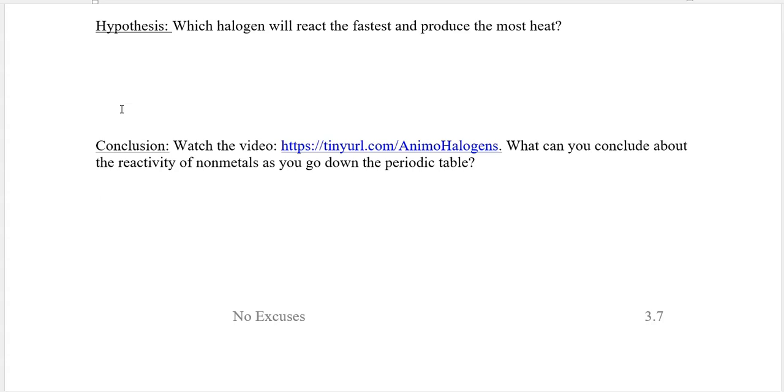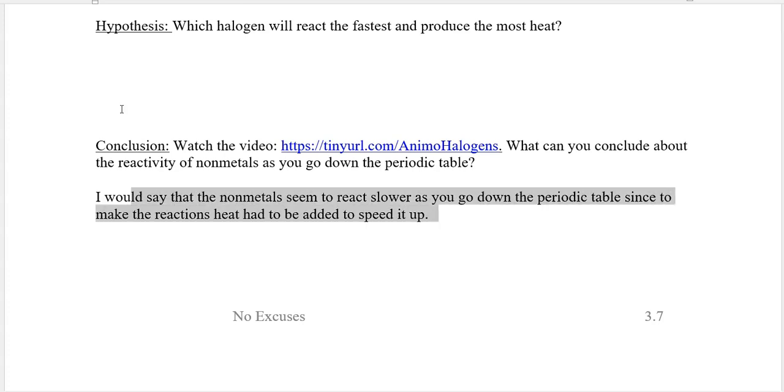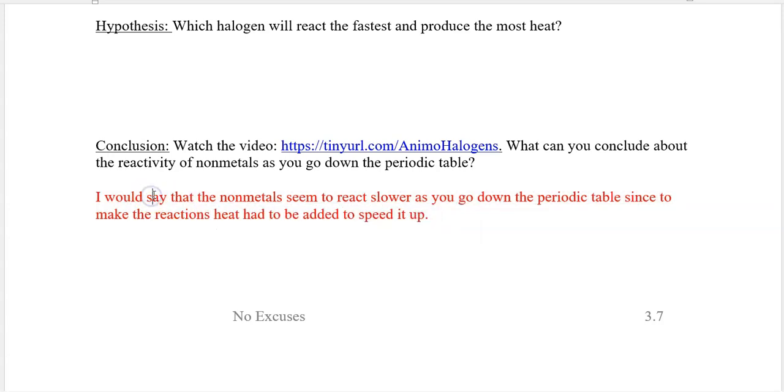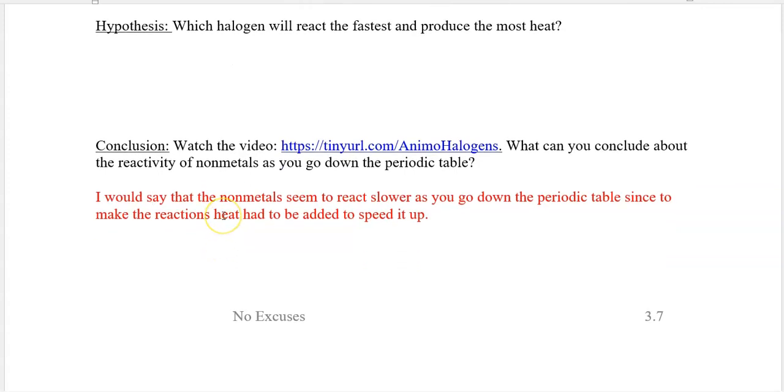So what can you conclude? So I would say that the nonmetals seem to react slower as you go down the periodic table, since to make the reactions work, heat had to be added to speed it up. I guess it kind of makes sense because nonmetals and metals are opposites, so metals react faster as you go down, whereas nonmetals slow down as you go down.